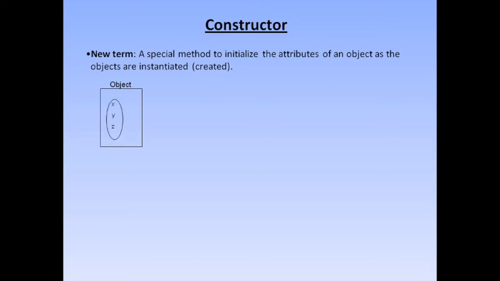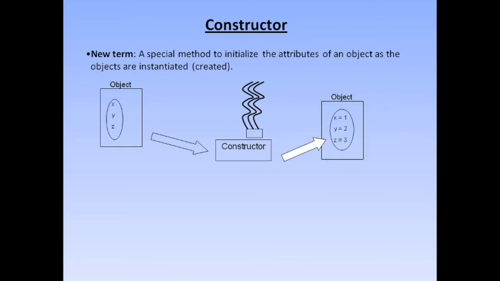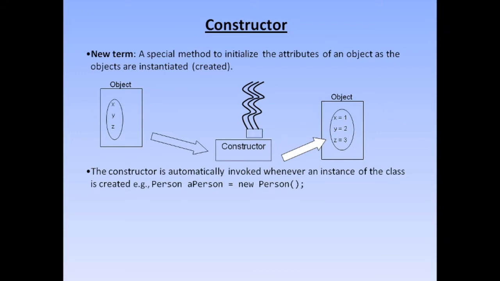Here, there is an object having three attributes x, y, and z. Through the help of the constructor, we are initializing x, y, and z of that object. The constructor is automatically invoked whenever an instance of the class is created. For example, Person a Person equals new Person. Now this is known as a default constructor. Why? Because we are not passing anything.